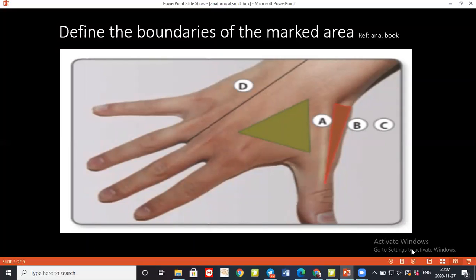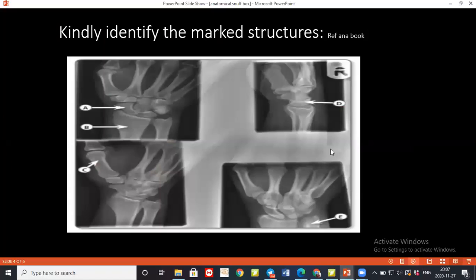Can you look at this X-ray and identify A and B in this left-hand side picture? Ma'am, A is the scaphoid bone, and B is the lower end of the radius. C is the first metacarpal bone of the right. D, please. D, ma'am, I think it's lunate.